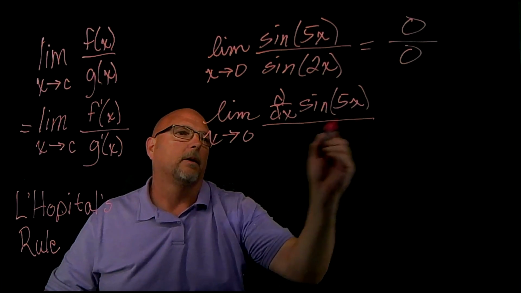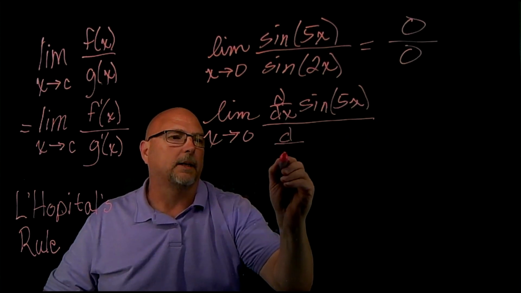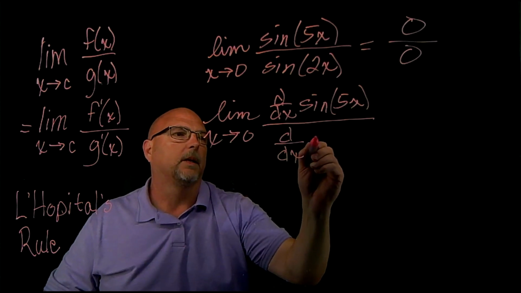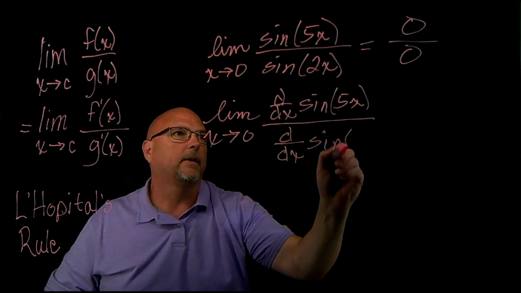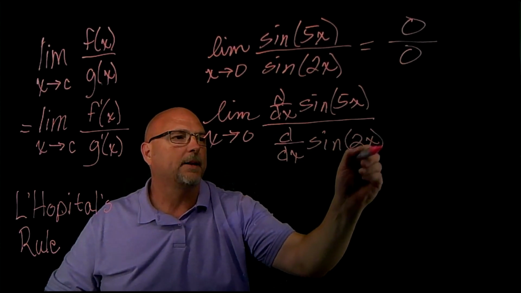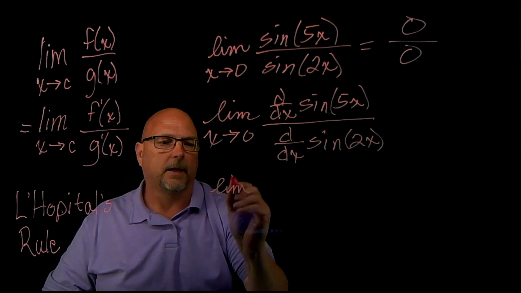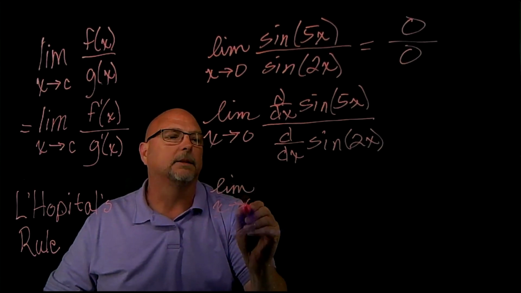We can't do a dividing out technique like we did before, but now we have this L'Hopital's rule. So let's just take the derivative of both the top and the bottom, and we'll see what happens here. So the limit as x approaches 0.